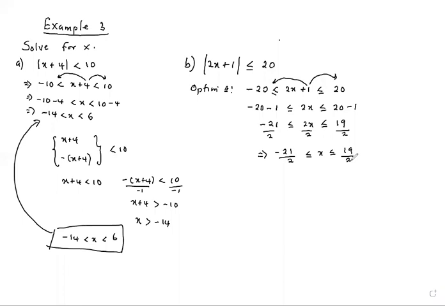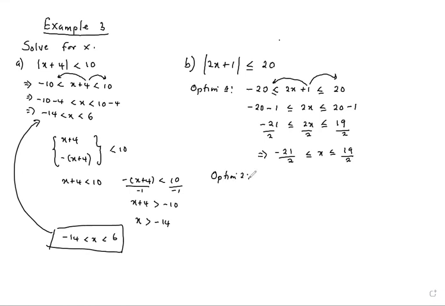So, sir, if 20 was a negative at the right-hand side, then meaning to the left side, it's going to be a positive. It will be different.